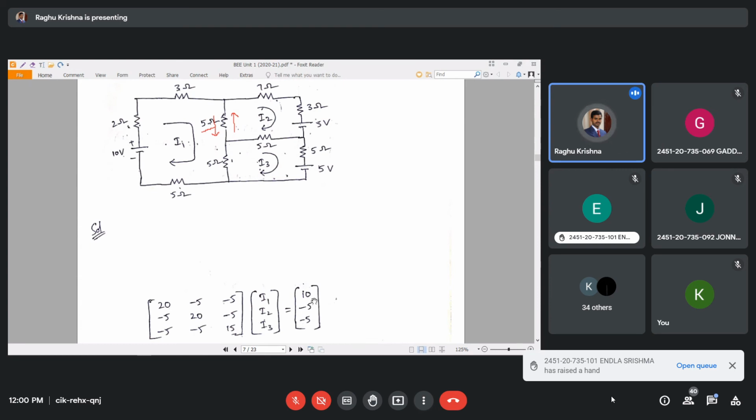So actually this is not there in your syllabus. You can simply write the KVL equations and solve those equations. This can be used for verification. You can do this by using a calculator: put the mode in matrix mode and enter these values. You are going to get the values of I1, I2, I3. This is used for verification. For you, you have to do the KVL equation.